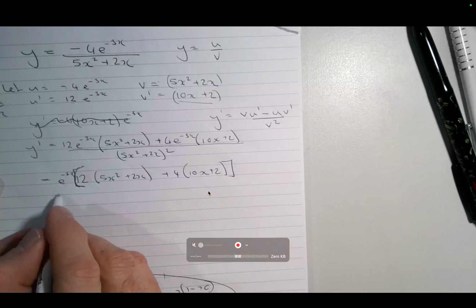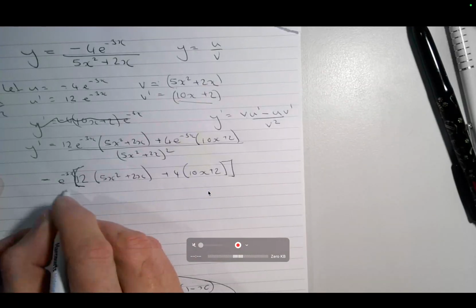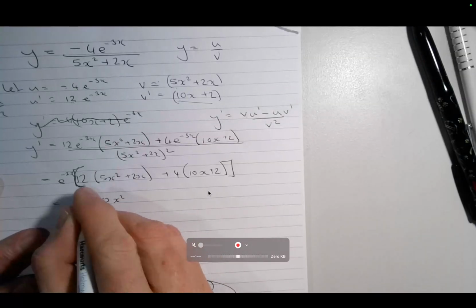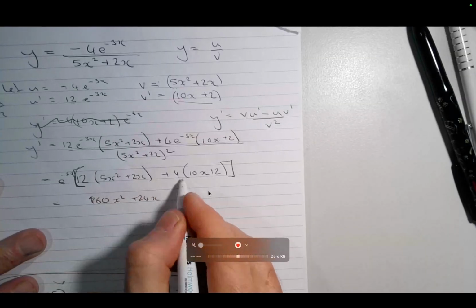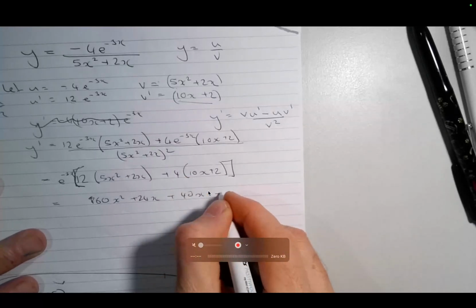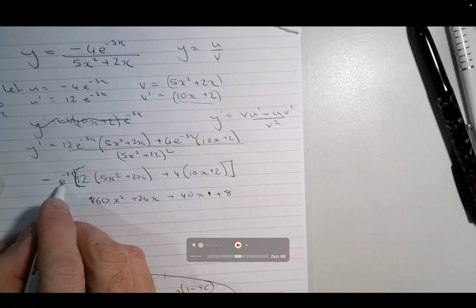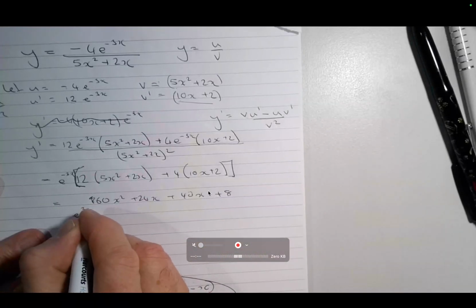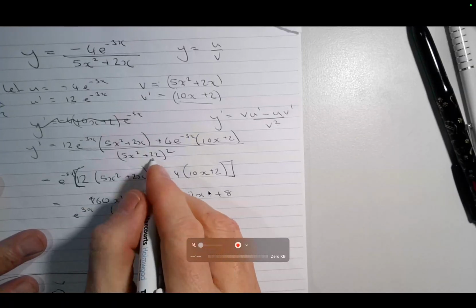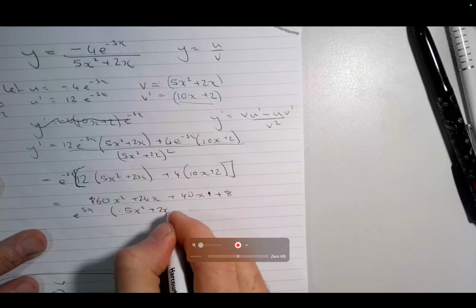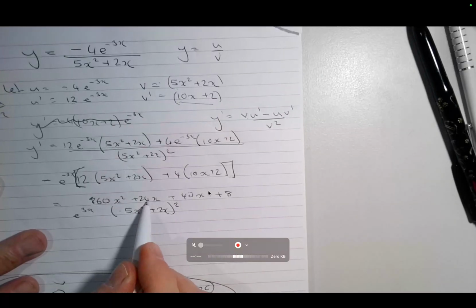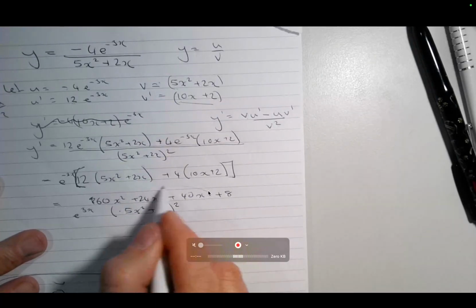So that thing can now drop down. 12 times 5 is 60x squared. 12 times 2x is 24x, plus 40x plus 8. And that thing here drops down to give you e to the 3x and bracket 5x squared plus 2x to the power of 2. Now simplifying this top line, 60x squared plus 24 plus 40. Well, those two are the same thing.